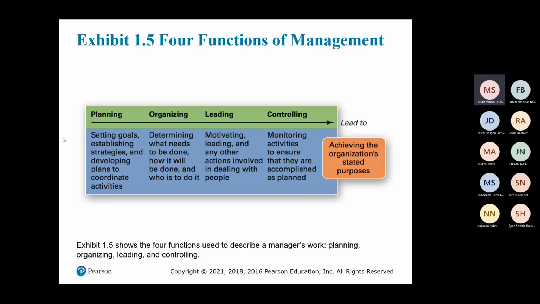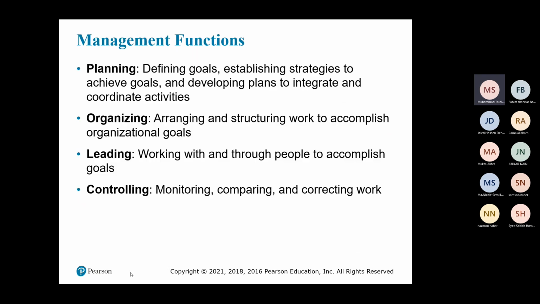Under planning, you have these activities. Under organizing, you have these activities. Under leading, these are your activities. And under controlling, these are the activities. All these functions and the activities under them have one main purpose, to achieve the goal of the organization. So this is just the graphical representation of the four functions of management. That is the function of a manager in the organization.